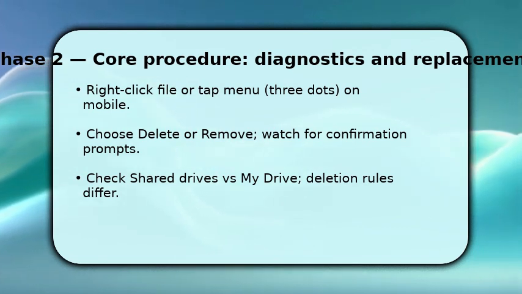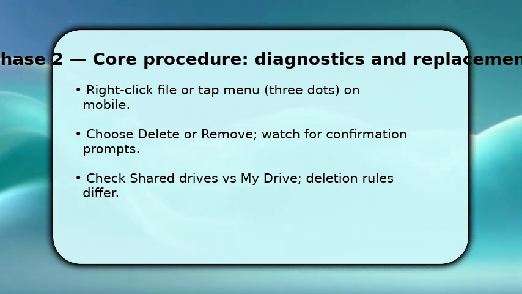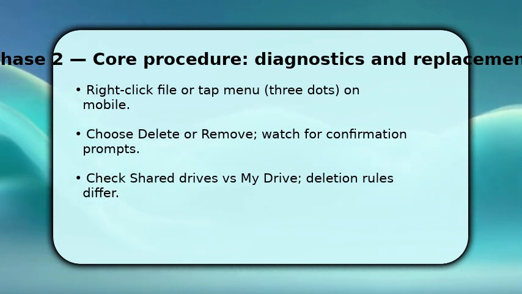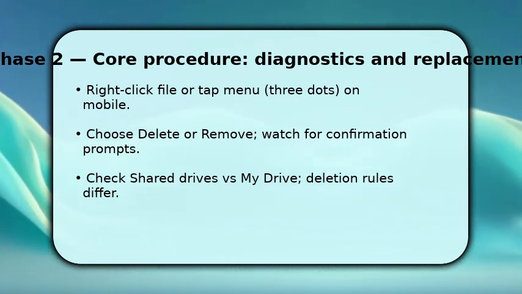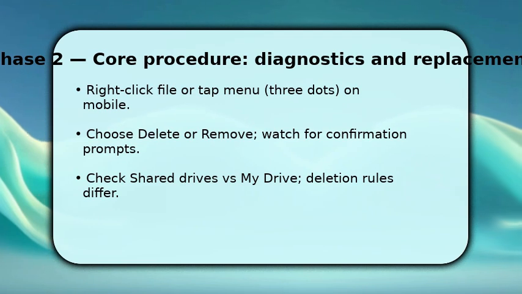This is temporary, so understand why. Trash preserves files for 30 days, giving you a safety net. Make sure to check whether the file sits in shared drives, because only certain roles can permanently delete there. After deletion, monitor the trash if you change your mind. Otherwise, proceed to empty it when ready.